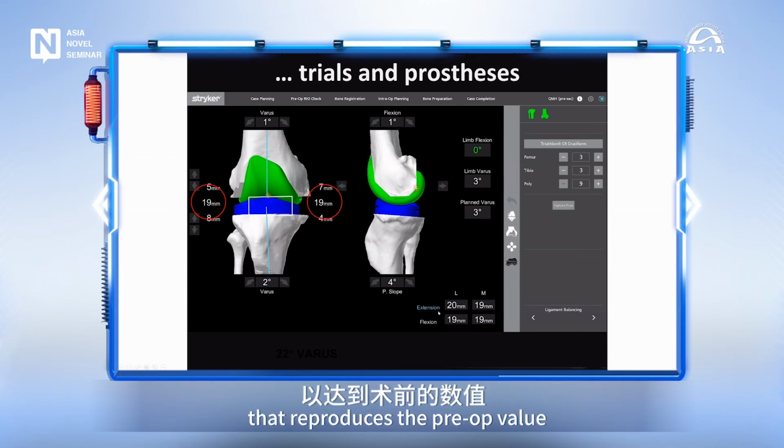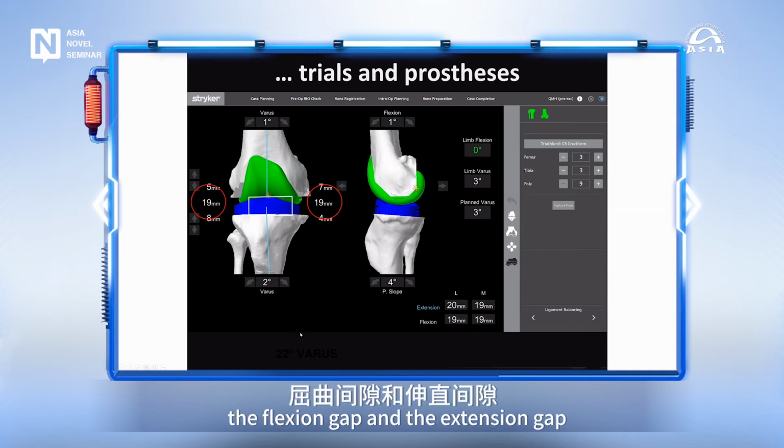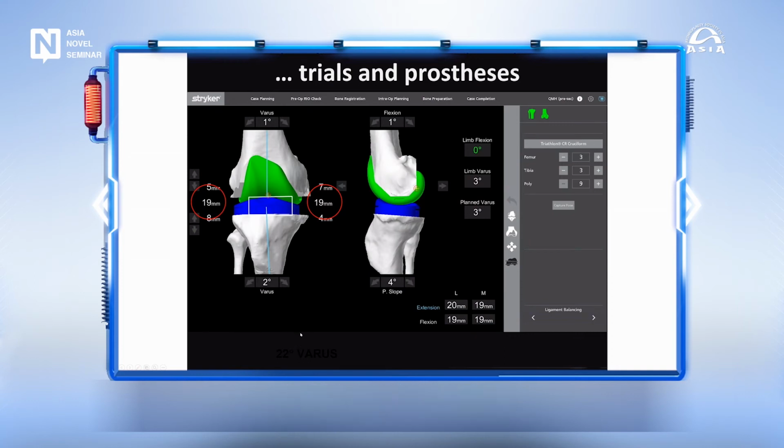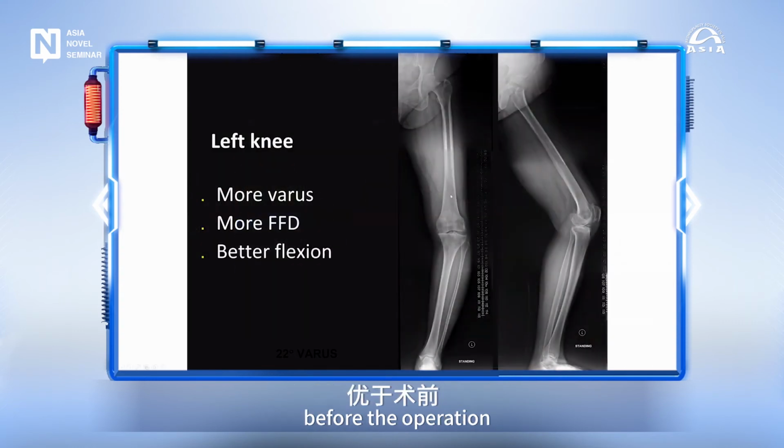That reproduces the pre-op value. So again, balanced out in the flexion gap and the extension gap. It's quite good. So on the left side, the patient has more varus and more flexion contracture, but the patient has better flexion before the operation. So you can see the lower limb varus before we do any release is about 18 degrees. Compared to the right side, which was 14 degrees, this is more severe.